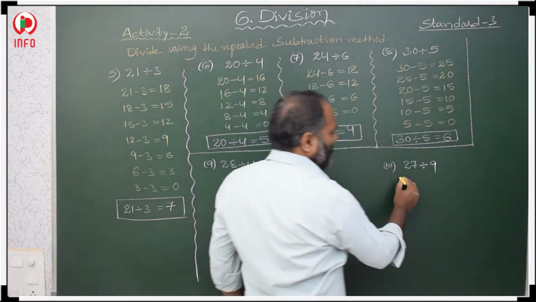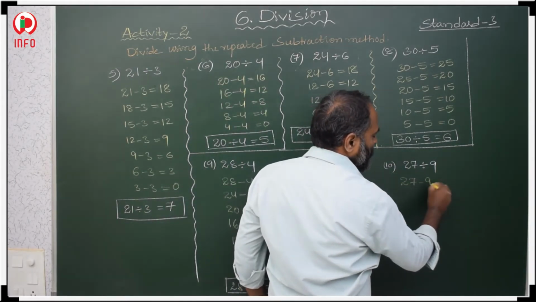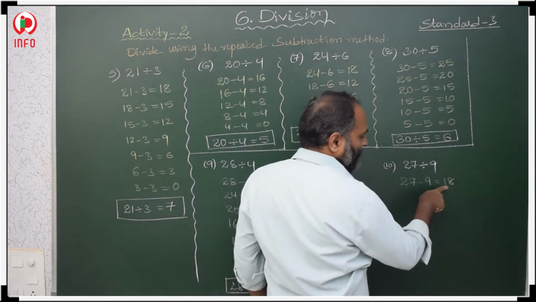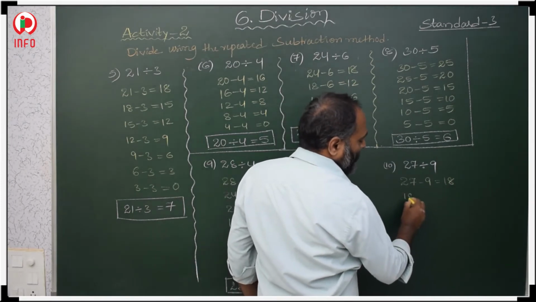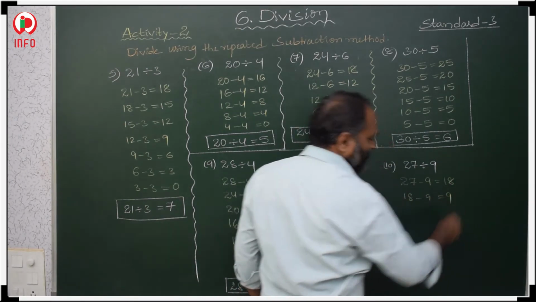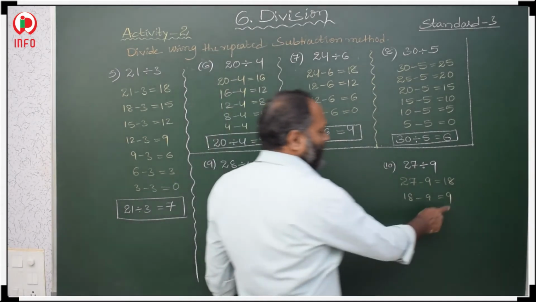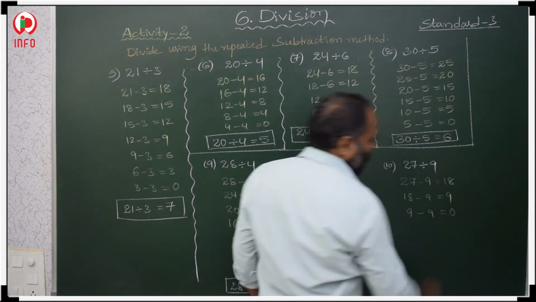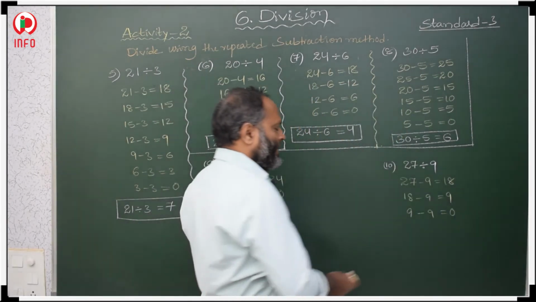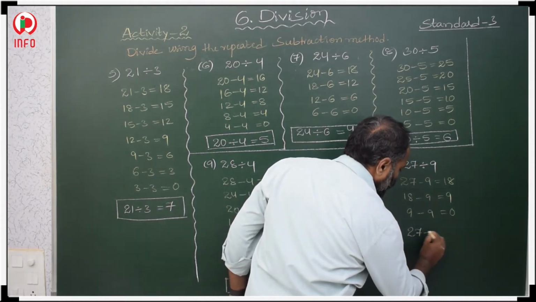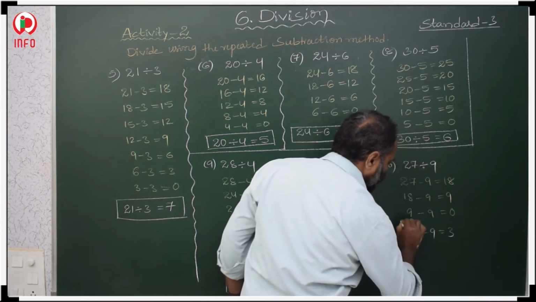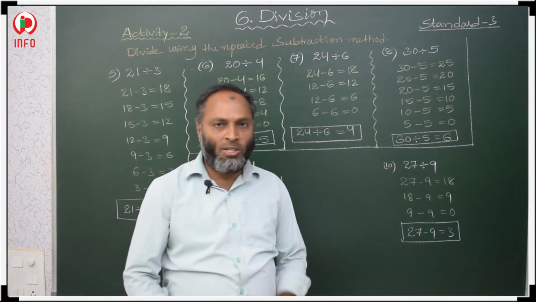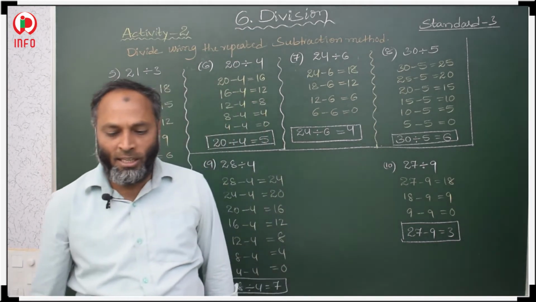In the 10th, 27 divided by 9. It means dividend minus divisor is equal to 18. Next, this is the difference or remainder, whatever you can say. 18 minus 9 is 9. Again, second remainder minus divisor, that is 0. At the third step it is 0. Then 27 divided by 9 is equal to 3. This is your answer.